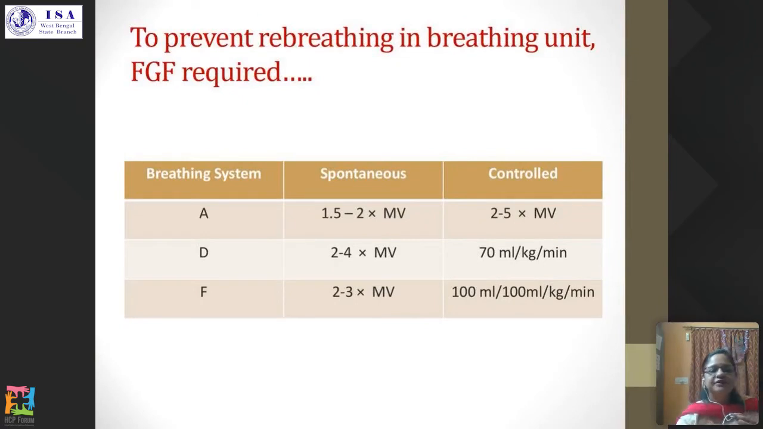To prevent rebreathing, we have to give fresh gas flow in the Mapleson A system of 1.5 to 2 times the minute volume. In control it is 2 to 5 times the minute volume, so it is not efficient in controlled ventilation. In Mapleson type D, in spontaneous ventilation, much more fresh gas flow is required, and in control it is 70 ml per kg per minute. And for the Mapleson E system, it is 2 to 3 times minute ventilation, and 100 ml per kg per minute.